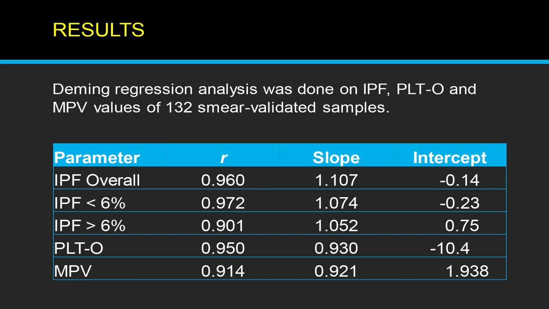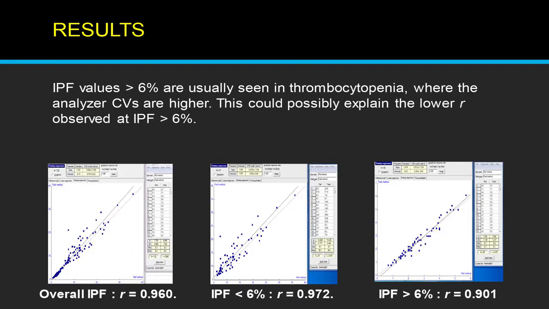So you can see that the R values for IPF were pretty robust. All were in excess of 0.9. Although the R value for IPF less than 6 was significantly better, 0.972 compared to 0.901 for IPF more than 6, that is expected because IPF more than 6 would be more thrombocytopenic patients. So the CV percentage would definitely be higher in more thrombocytopenic patients. These are the Deming regression graphs for the same. They are all showing good correlation.